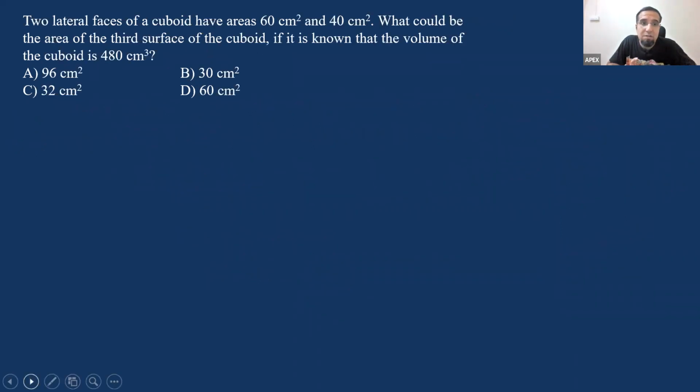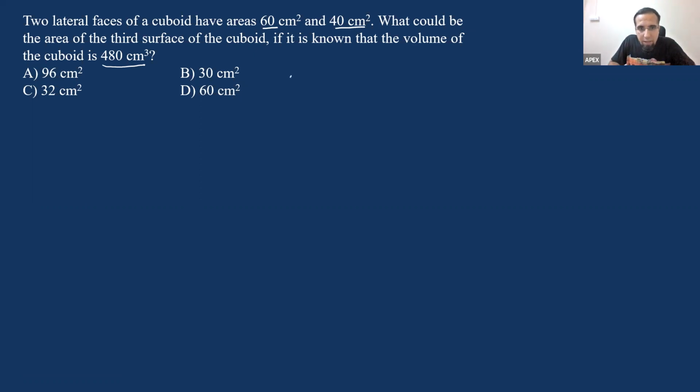Now, two lateral faces of cuboid. Now we should know each face of a cuboid is rectangle, right? And two lateral surfaces has an area of 60 and 40 centimeters square. What could be the area of third surface of the cuboid if it is known that the volume of the cuboid is 480 centimeter cube? Basic question of cuboid. We should not have left it if we know the basic formulas of a cuboid.